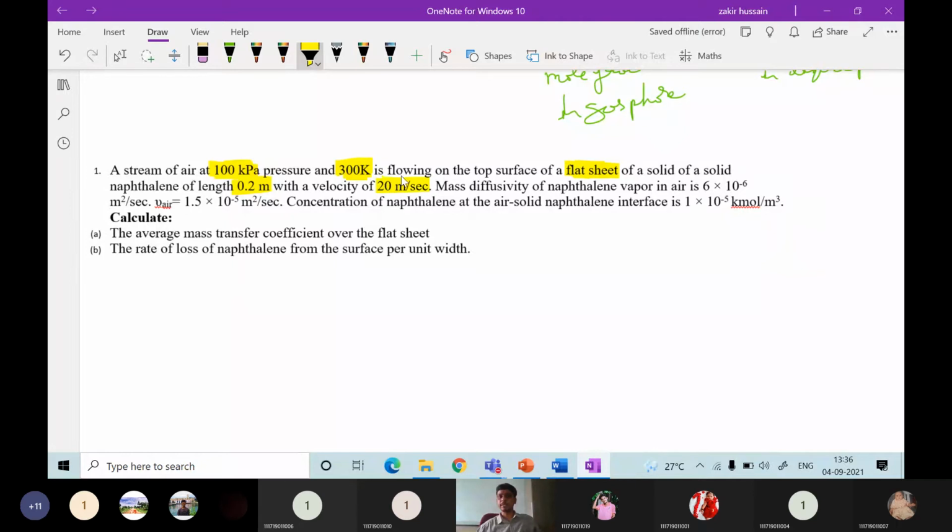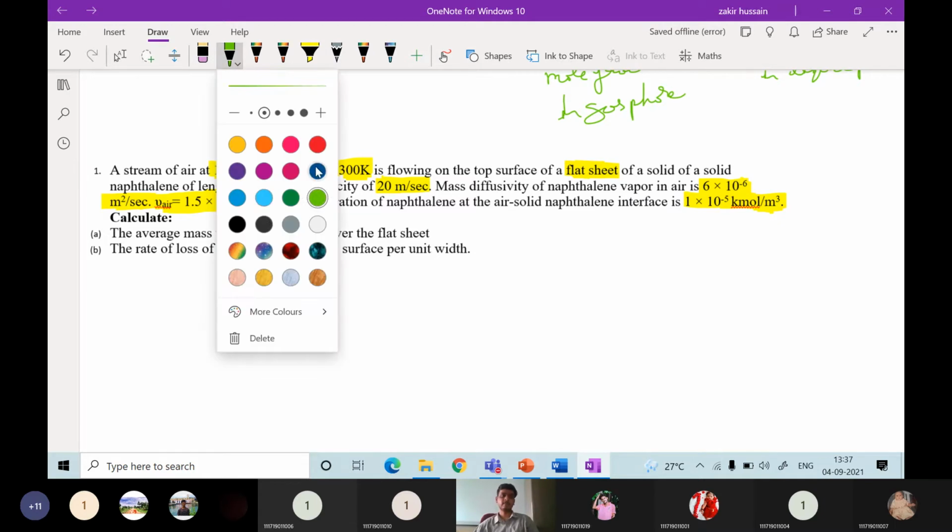With a velocity of 20 meters per second, air is moving on the flat sheet. This is V bar, and this is L. Mass diffusivity of naphthalene, DAB, is 6 into 10 power minus 6 meter square per second. Kinematic viscosity nu of air is 1.5 into 10 power minus 5 meter square per second. Can anybody tell what is the relationship between dynamic viscosity and kinematic viscosity? Then the concentration of naphthalene at the air solid naphthalene interface is 1 into 10 power minus 5 kilomole per meter cube, that is CAI. Calculate the average mass transfer coefficient over the flat sheet. Next, calculate the rate of loss of naphthalene from the surface per unit width.